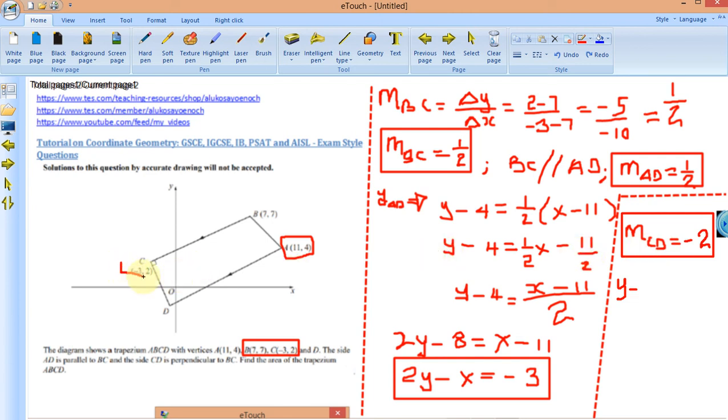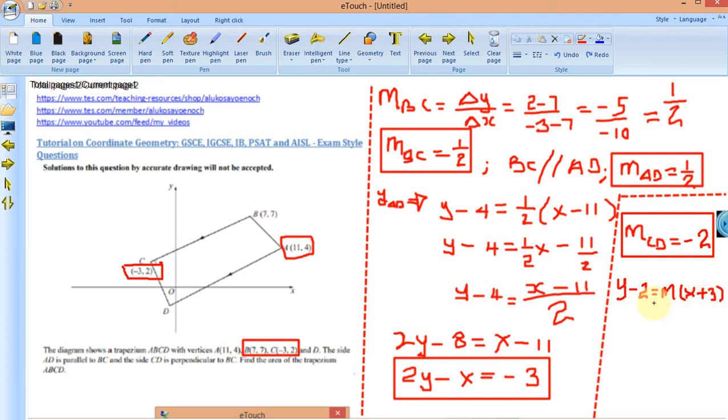So we'll be working with C here because we are dealing with CD. So that is minus 3 and 2. So x1 will be minus 3 and y1 will be 2. So y minus y1, that is y minus 2, equals m into x minus x1. So minus minus 3 will give you plus 3.